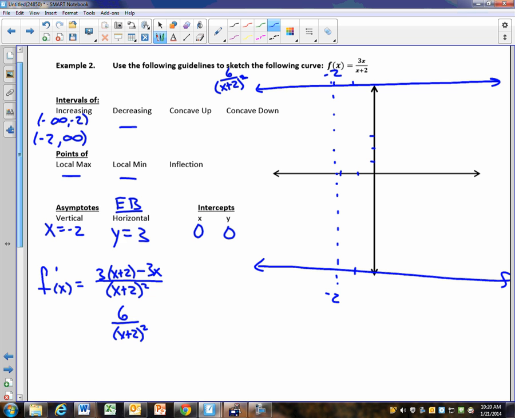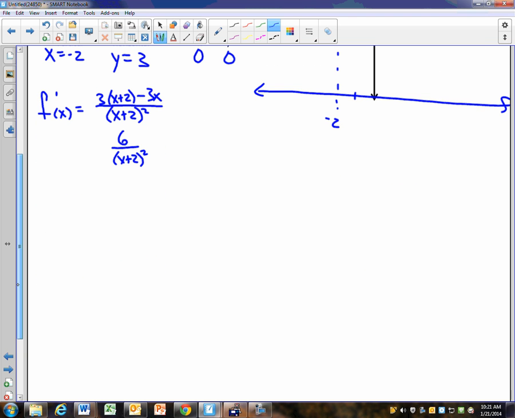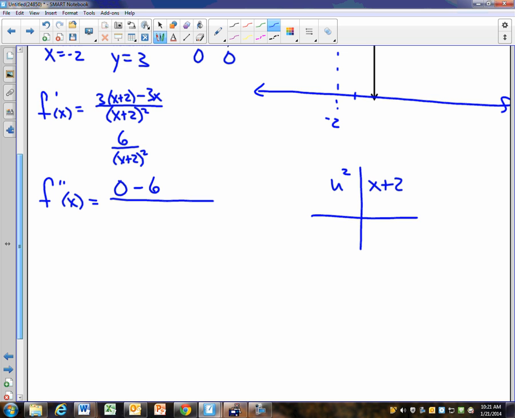If I want to talk about concavity and inflection points, I have to look at the second derivative. So let's find the second derivative. F double prime of x is going to be equal to, what's the derivative of 6? 0 times the bottom, minus 6 times the derivative of the bottom. How do I find the derivative of the bottom? Chain rule, very good. So u squared, x plus 2, take the derivative, I get 2u, and I get 1.